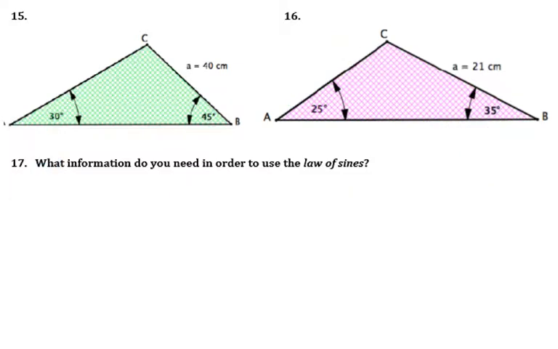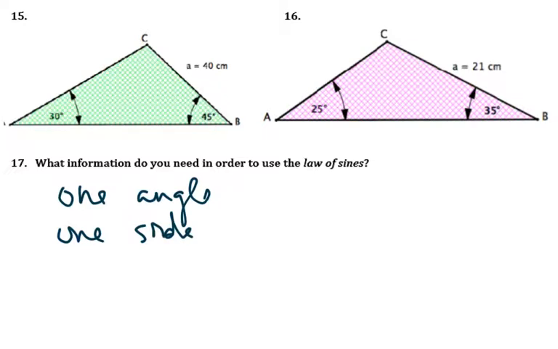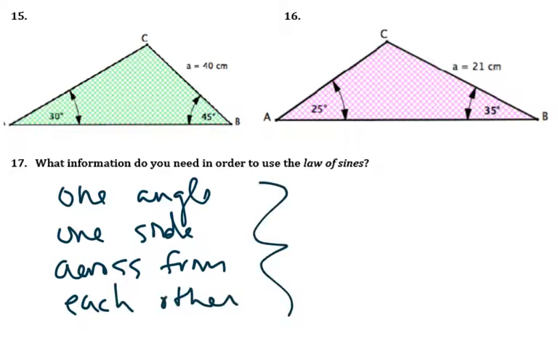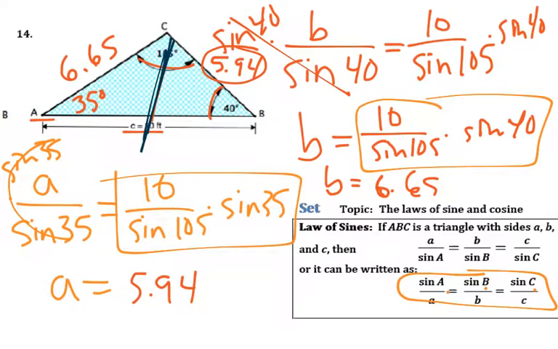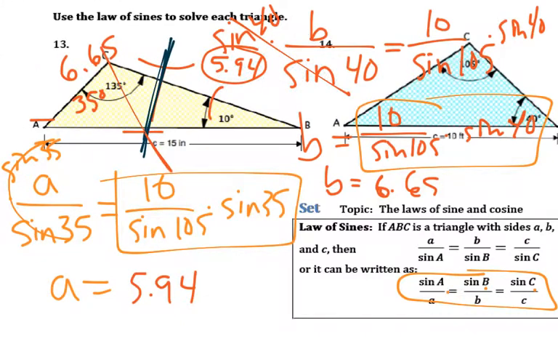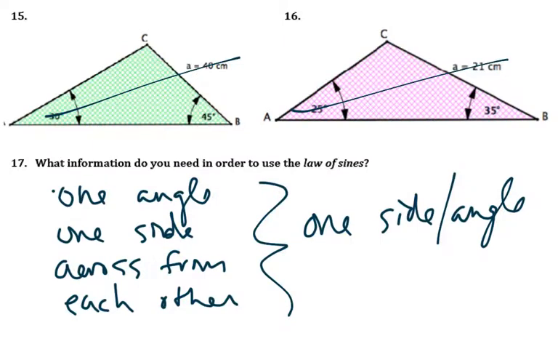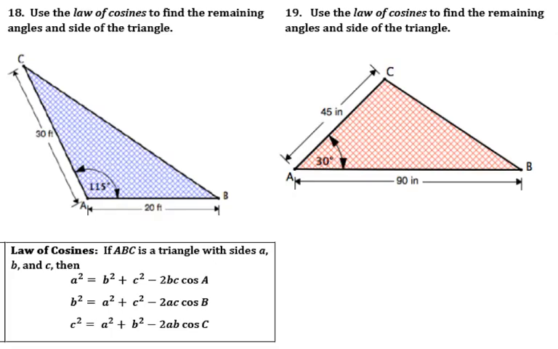So if we look at 17, what do we need in order to use the law of sine? Well, one angle and one side across from each other. Okay, that's critical. And then one other side or angle. One side slash angle. Because once we have one of those, we can easily find out the other one. But we have to have that connection. That was the connection back here. This was the connection. And I believe, yeah, similarly, that was the connection. So we've got to have that in order for it to work.